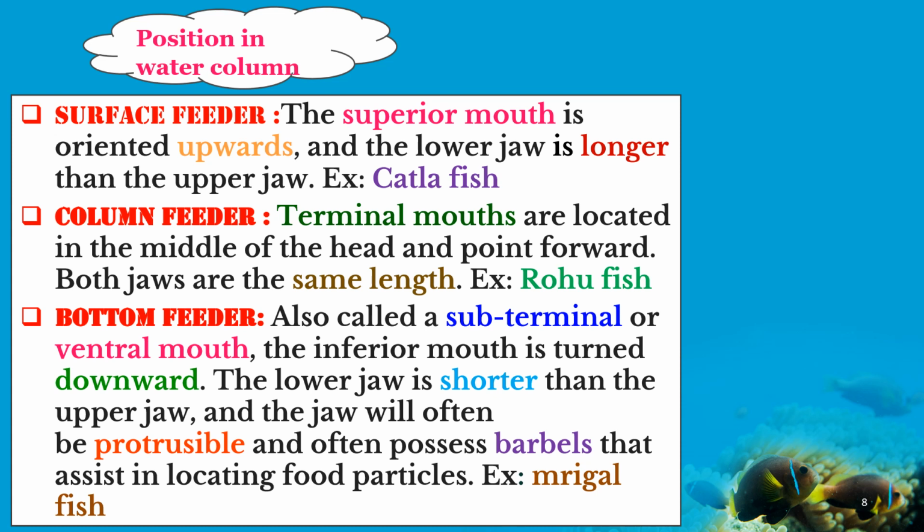Based on the position in the water column, the fishes are classified as: one is the surface feeder, the fish which has an upturned mouth to reach the top surface of water for feeding purposes. The fish which swallow food in the middle column of water is the column feeder. The fish which has a downturned mouth to reach the bottom surface of water for feeding purposes is the bottom feeder.